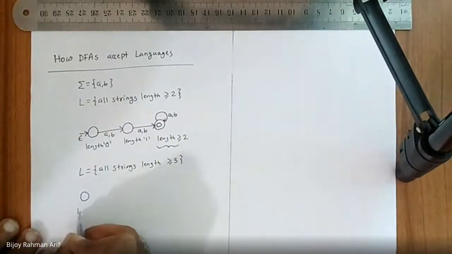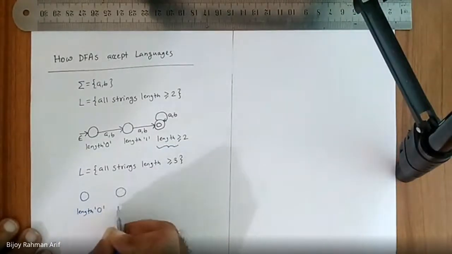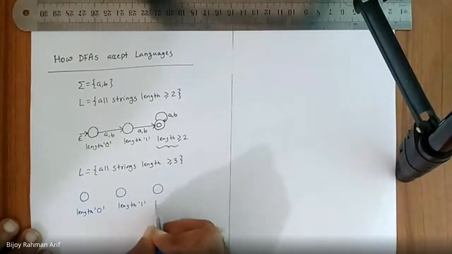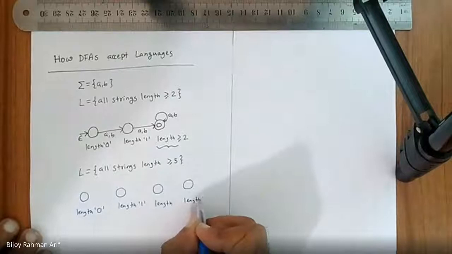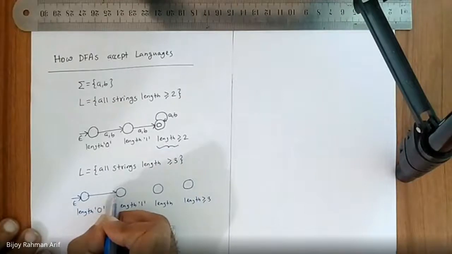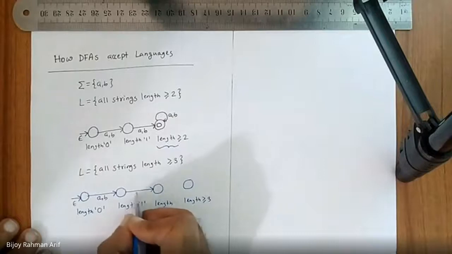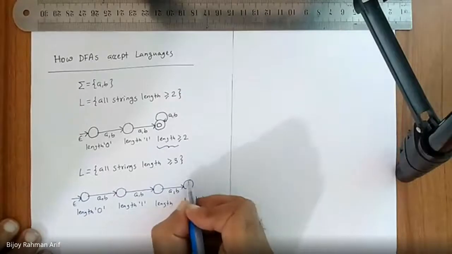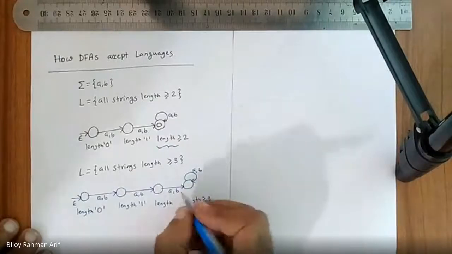So length 0 should be separate. Length 1 should be separate. Length 2 should be separate. Finally, I have length greater or equal to 3. Seeing a letter a or b, I'm going to length 1. Seeing another letter, I'm going to this one. Seeing another letter, I'm going to this. Then finally, whatever comes, length 3, after that length 4, length 5, length 6, I'm going to accept it.